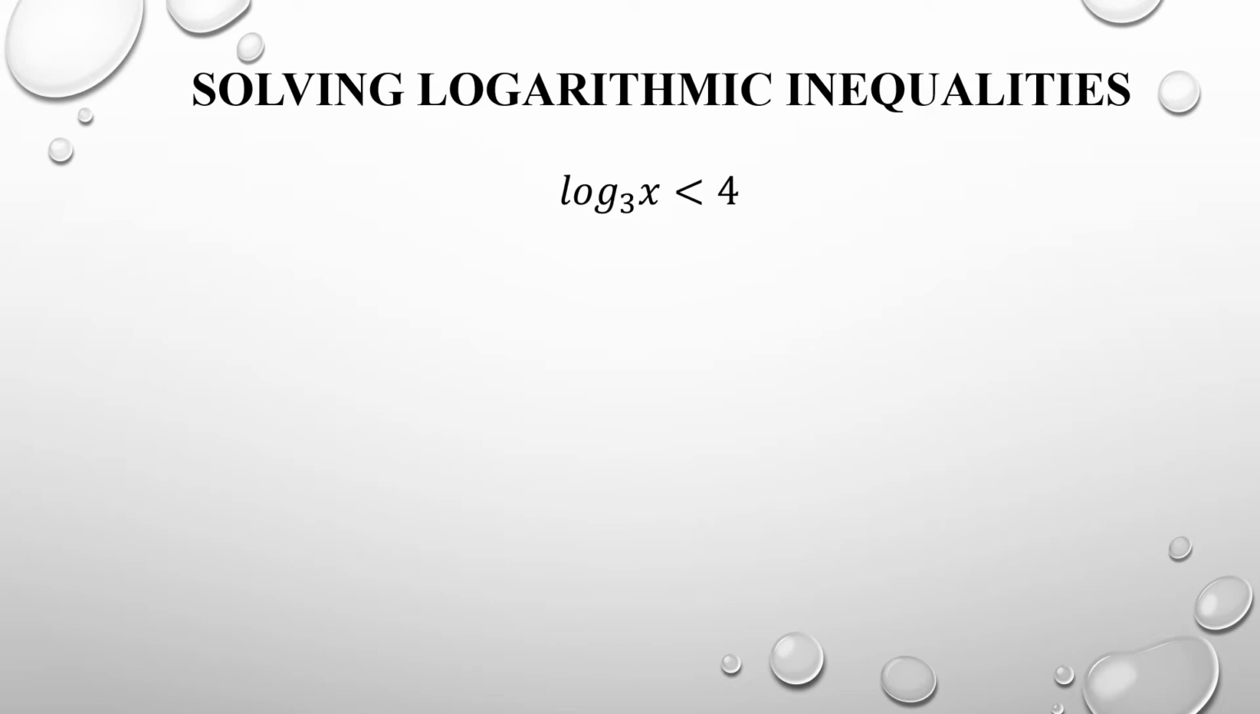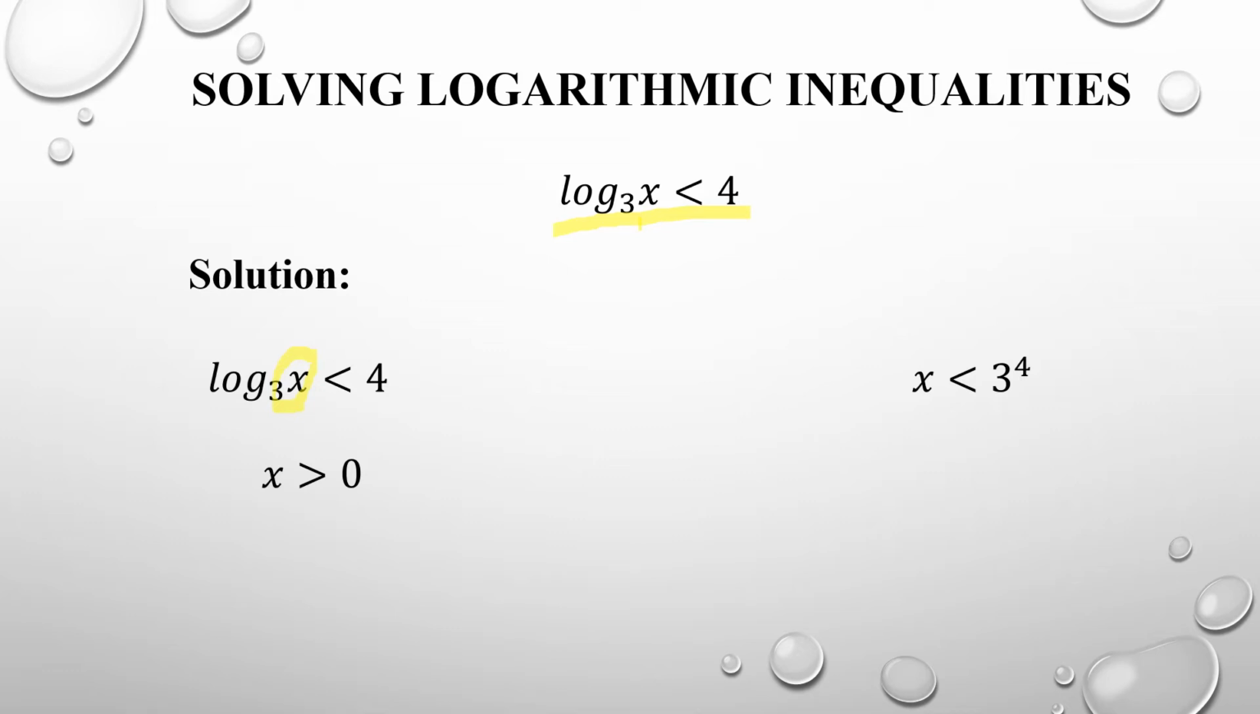First is the logarithm of x to the base 3 is less than 4. So for our solution, titingnan muna natin itong ating x. Ang condition dito dapat ay laging greater than 0. Next, pwede na nating i-rewrite itong logarithmic inequality into exponential form. So we have x is less than 3 raised to 4. So simplify lamang natin ang 3 raised to 4. We have x is less than 81.